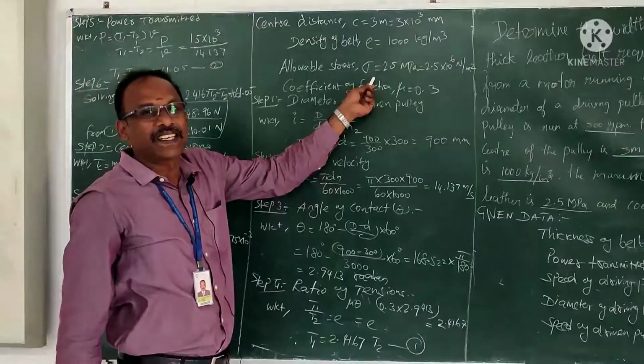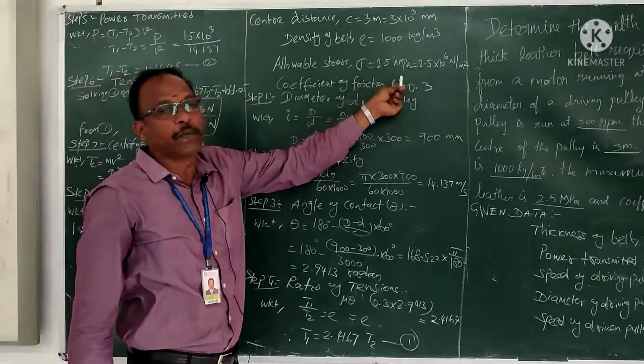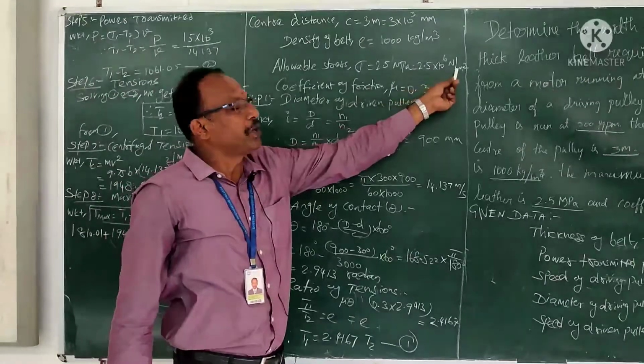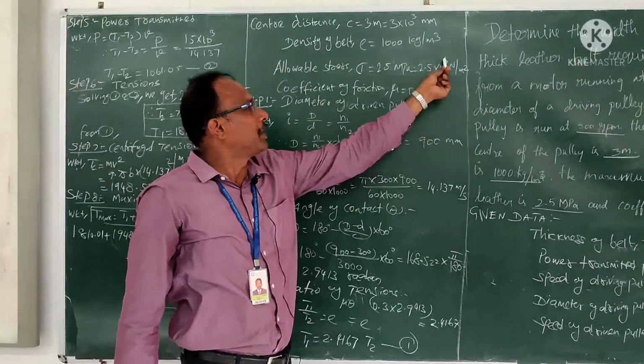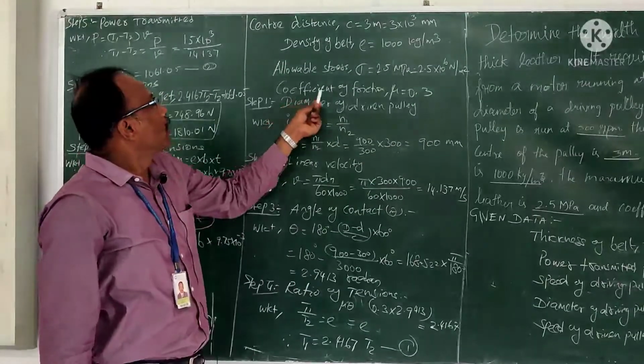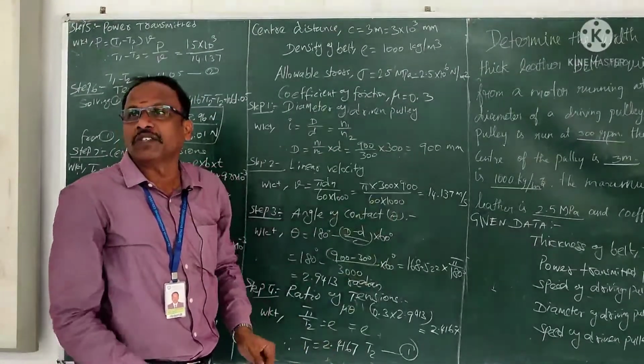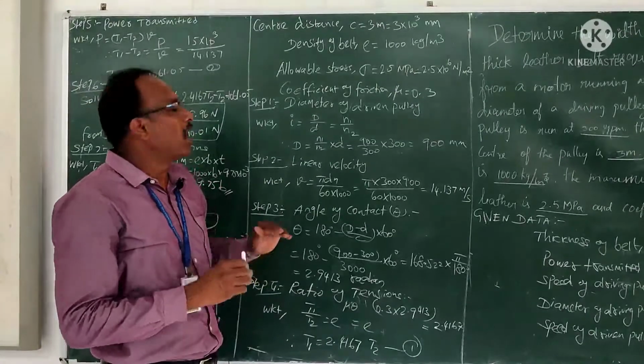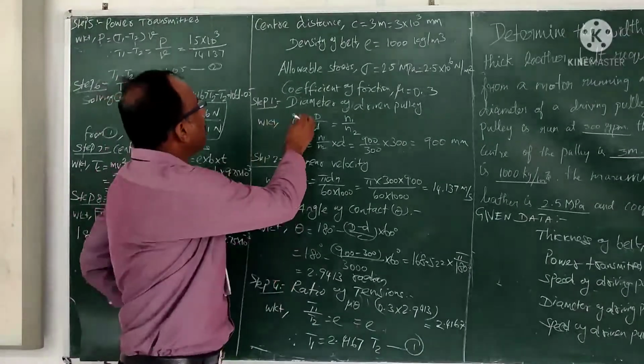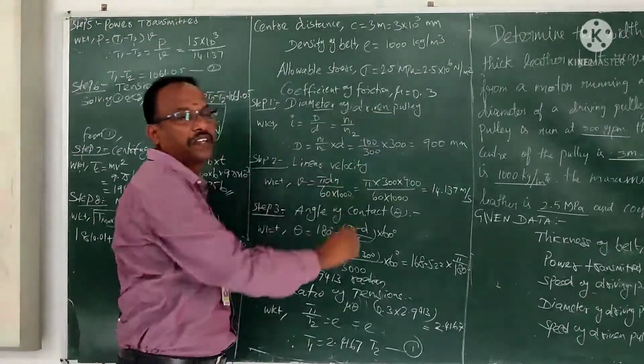Allowable stress sigma is given as 2.5 megapascal. We convert into Newton per meter square, so multiply by 10 power 6. Coefficient of friction is given as 0.3. Here we need to find out the width of the belt, for which step number 1 is to first calculate the diameter of the driven pulley.